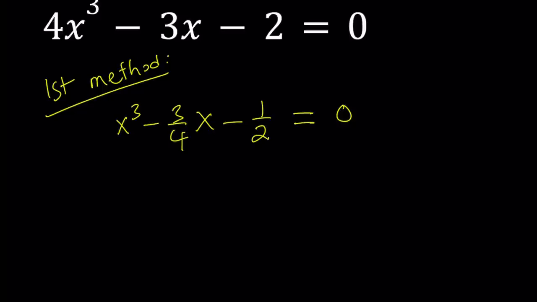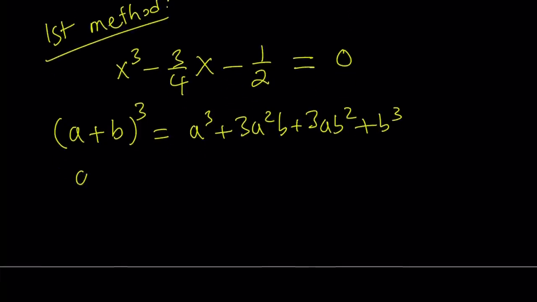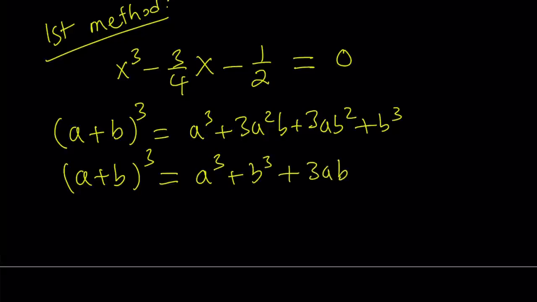All right, so here's what we use. Consider the expansion, the binomial theorem for cubics, (a + b)^3. You know that we can write this as a cubed plus 3a squared b plus 3ab squared plus b cubed. But we could also arrange these terms a little bit to put it in a nicer way: a cubed plus b cubed, and then put the 3ab terms together and factor.